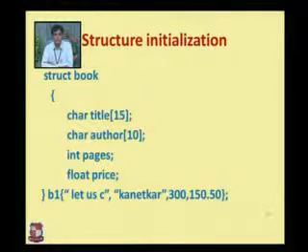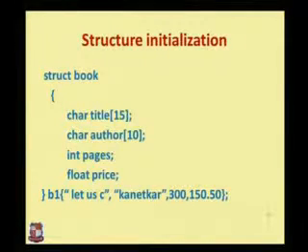So we include the variable b1, starting with curly braces. Then in double quotes we give the title, and then the author. By using a comma we can separate the different values. The author is also a character array. Then the integer pages, 300 pages it has, and 150.50 is the floating price. So 150 rupees and 50 paisa is the price, which is a float.